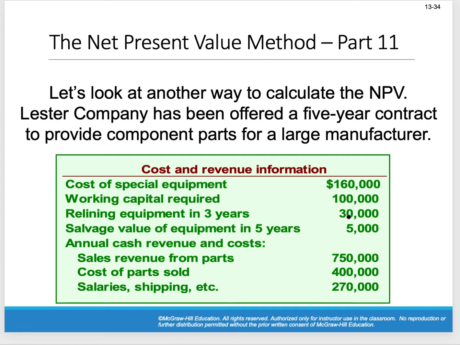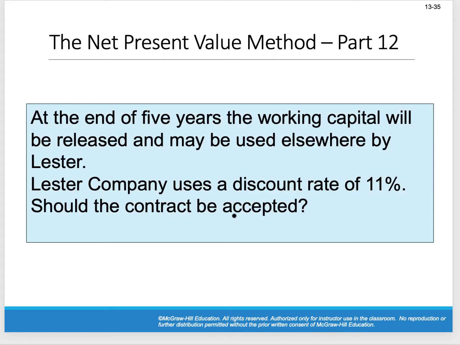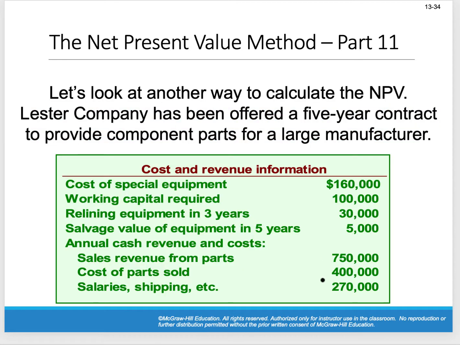$30,000 to maintain the equipment, salvage value $5,000, annual cash inflows still the same, right? Let's assume that at the end of year 5, working capital again going to be released. Company uses a discount rate 11%, right? What if we already calculated in the previous example that this was 80,000, right? 80,000 over 5 years. But what if the working capital changes? Meaning, what if we have uneven cash flows? Just like we had with the payback method, those uneven cash flows, we can have the same thing here. Okay, let's look at an example.